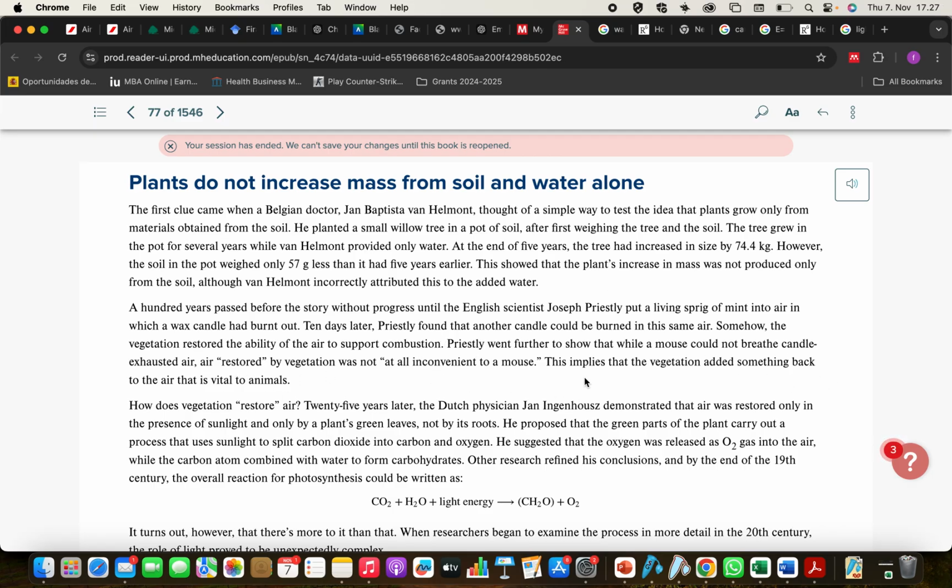And he also tested this with mice. Mice couldn't live in these containers where you had burned candles because, of course, there's no oxygen there, so the mice don't live. However, if you put in a leaf, suddenly that mouse can live. So it was adding something back to the air that's vital to animals, which we know to be oxygen.